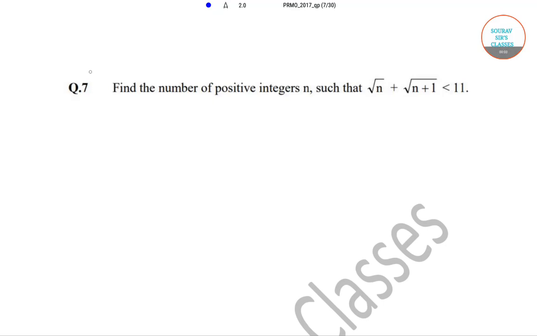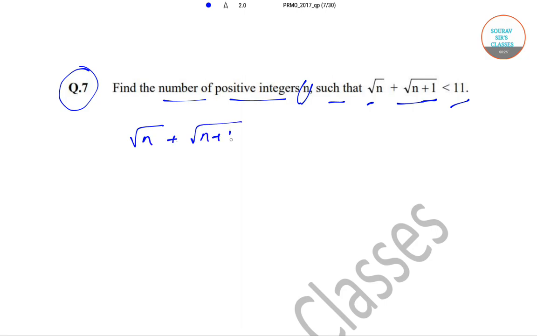Hello, today we'll be doing question number 7 from the pre-RMO 2017 question paper. In this question, we need to find the number of positive integers n such that root over n plus root over n plus 1 is less than 11. So we need to solve this. This is the condition that we need to satisfy.